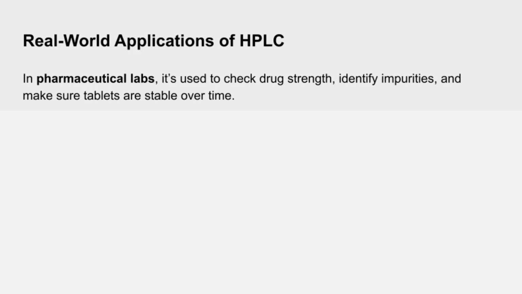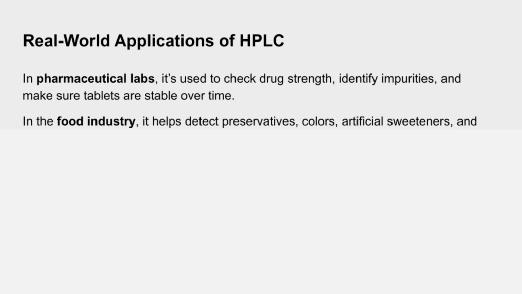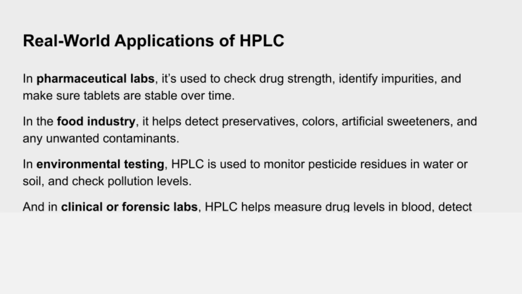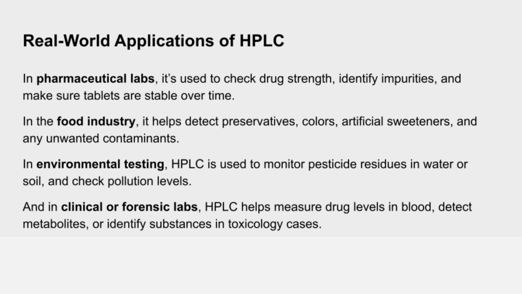So where is HPLC used? Pretty much everywhere. In pharmaceutical labs, it is used to check drug strength, identify impurities, and make sure the tablets are stable over time. In the food industry, it helps to detect preservatives, colors, and artificial sweeteners. In environmental testing, HPLC is used to monitor pesticide residue in water or soil, or check the pollution level. It is safe to say, if you care about precision and safety in a product, HPLC is probably behind the scenes.